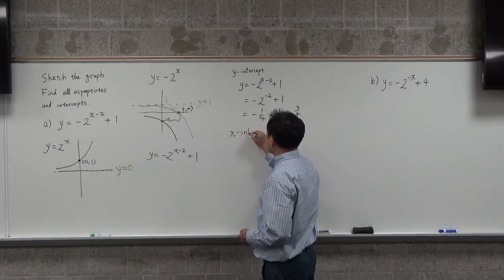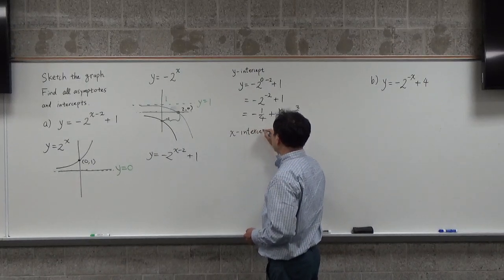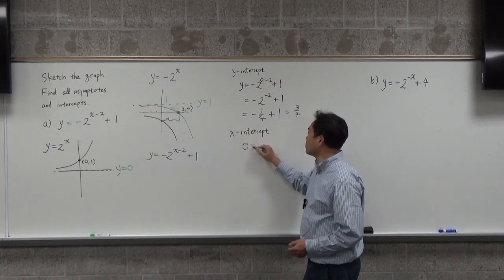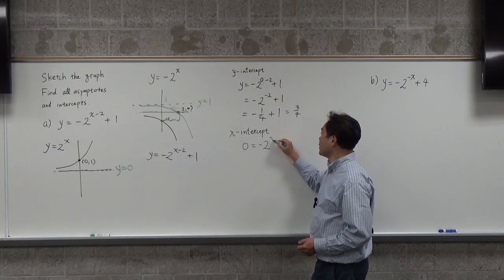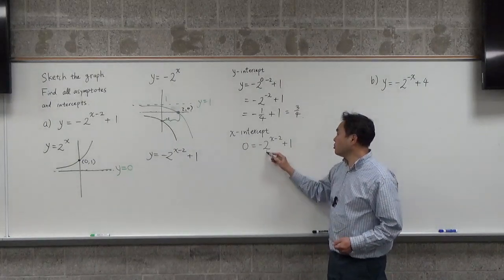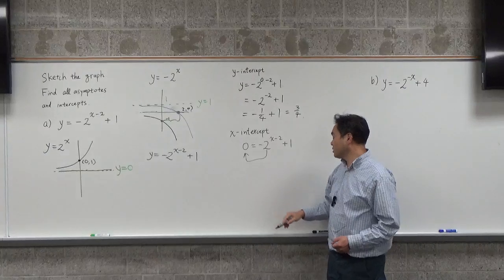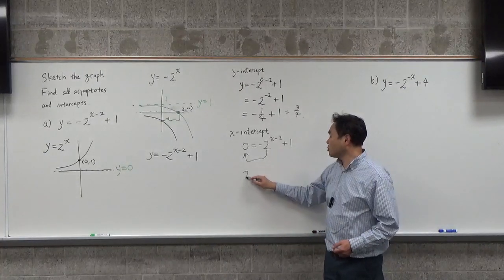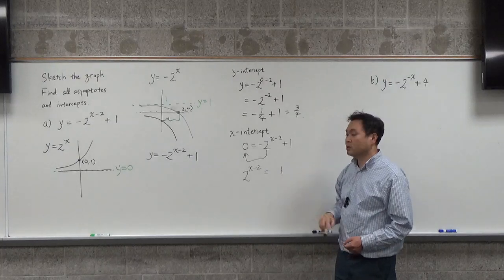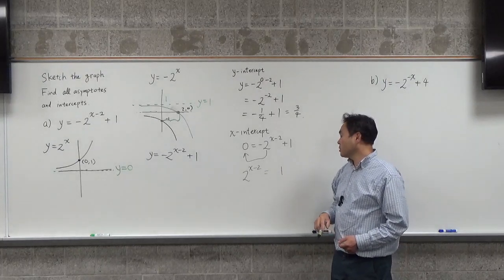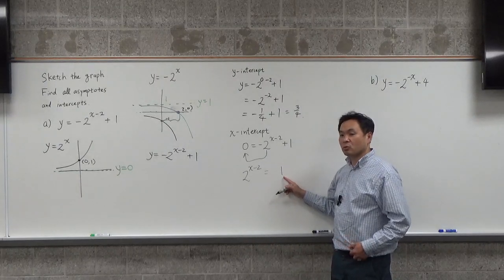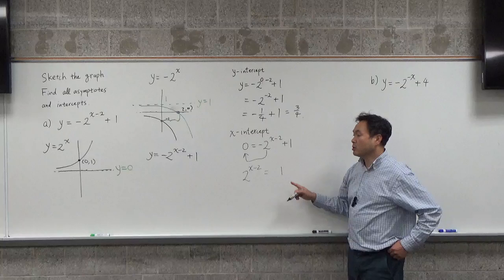How about the x-intercept? How do you find the x-intercept? Set y as 0. So you have 0 equals negative 2 to the x minus 2 plus 1. This is what you want to solve. Move this to the other side, and that gives you 2 to the x minus 2 equals 1. Then you rewrite 1 as 2 to some power. 2 to what power is 1? 2 to the 0th power.